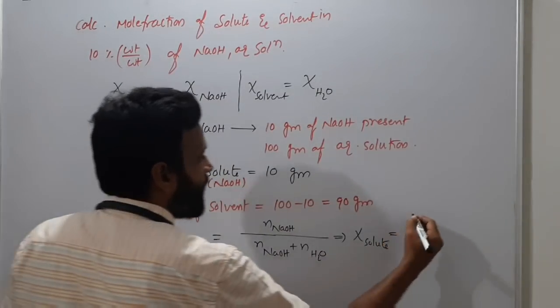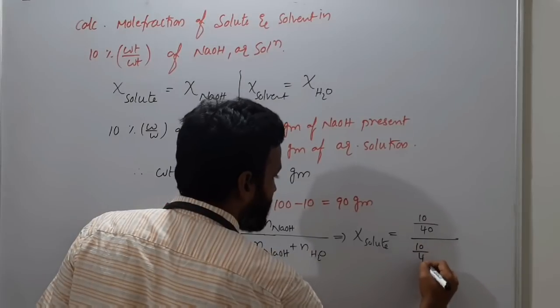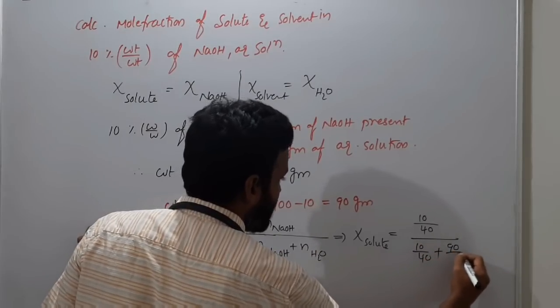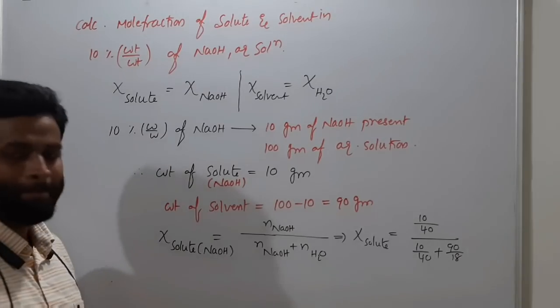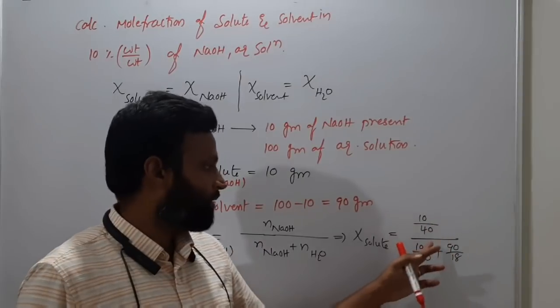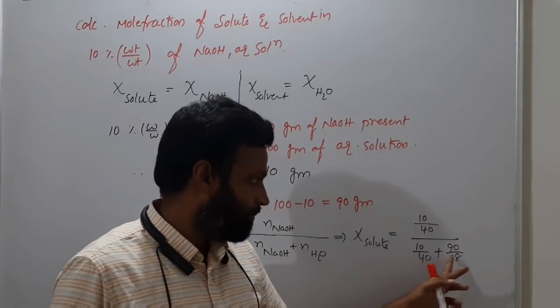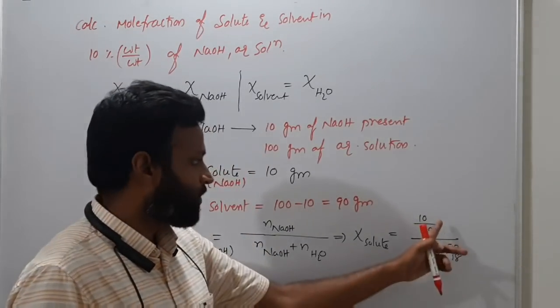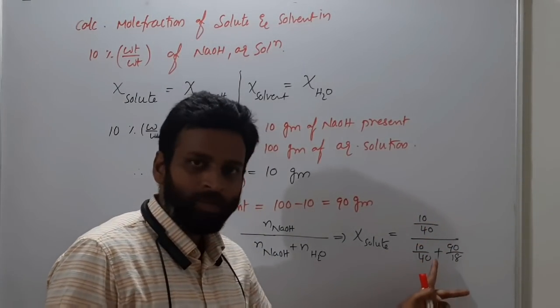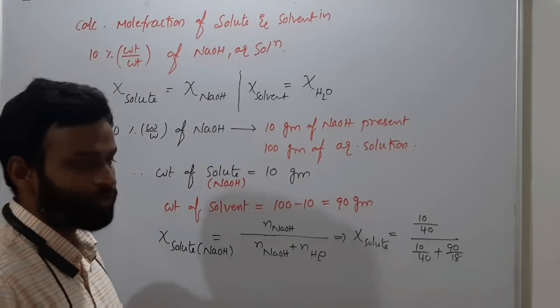Mole fraction of solute is 10 by 40 by 10 by 40 plus 90 by 18. 90 by 18, it's 5. 10 by 40 is 1 by 4, so 0.25. 0.25 plus 5. So 0.25 by 5.25. Simplify this, then you will get mole fraction of solute.